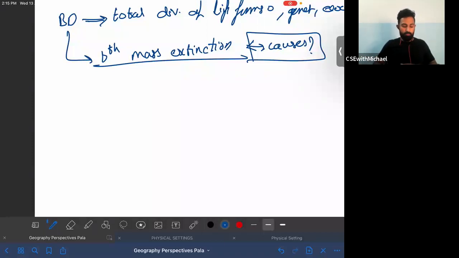It is a sum total of all genes, species, and ecosystems that are found in a particular region. It includes the diversity of flora, fauna, and other taxa. Plants and animals, other taxa are also there. Other life forms are also there.